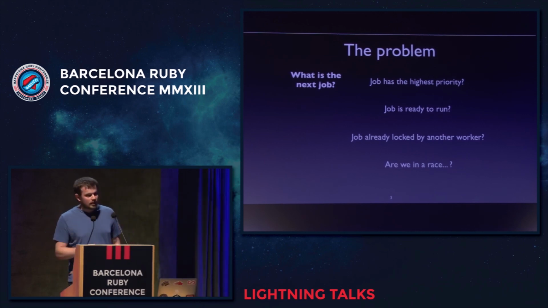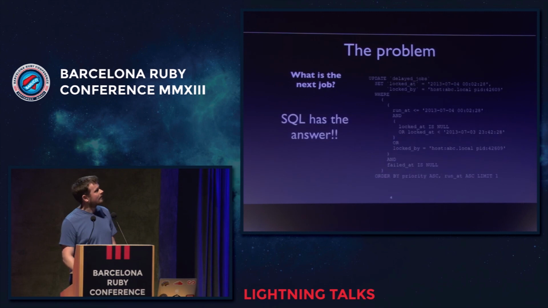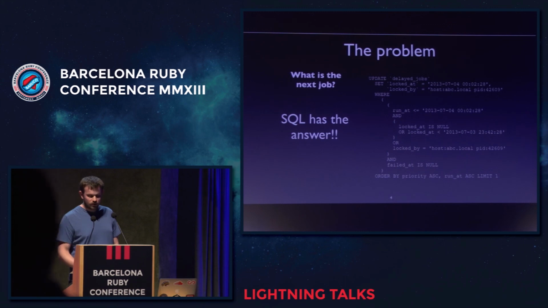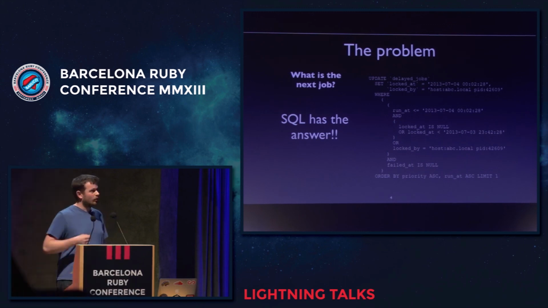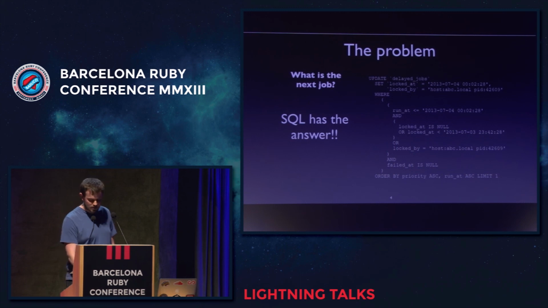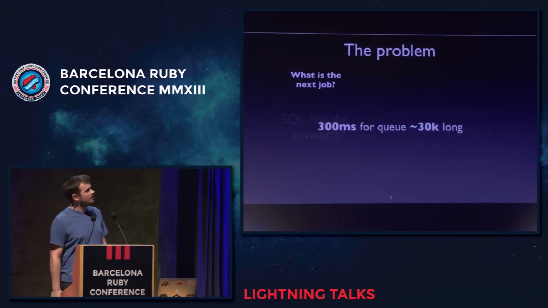So we use the ActiveRecord backend for it, and the default way that this does it is with SQL. SQL has the answer. It's pretty epic actually, even just to look at it and figure out what it's doing. But it turns out that the more items you put in the queue, the longer this takes. We did a couple of synthetic benchmarks, and we found that on a reasonable machine, it started taking 300 milliseconds in MySQL.